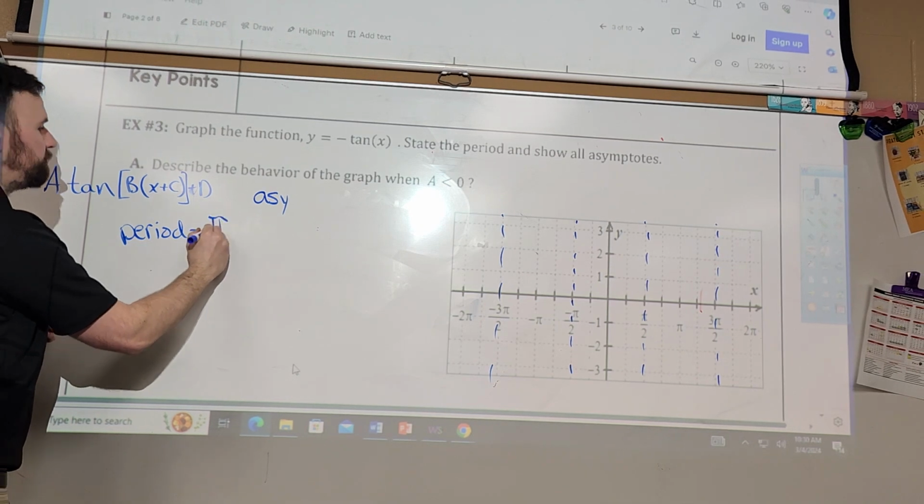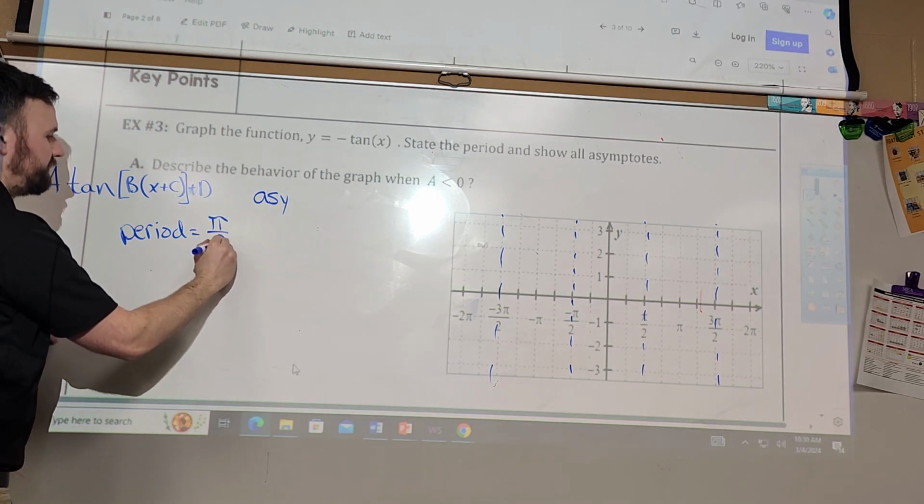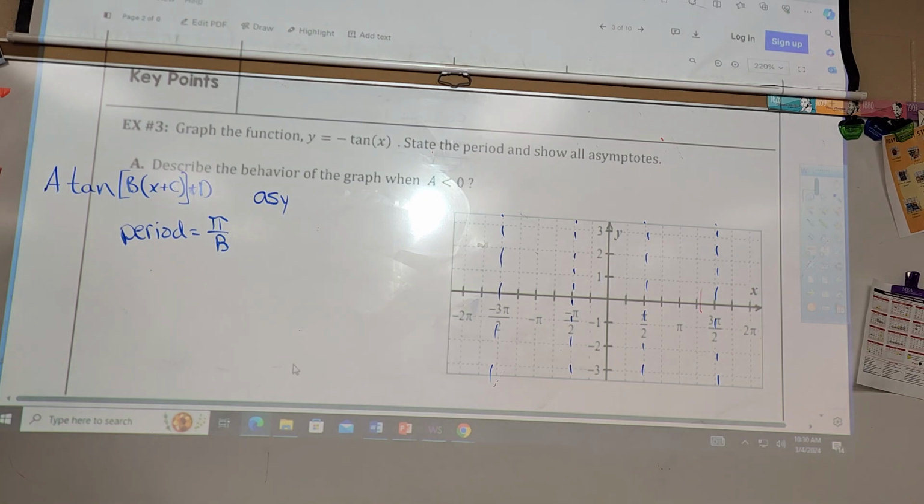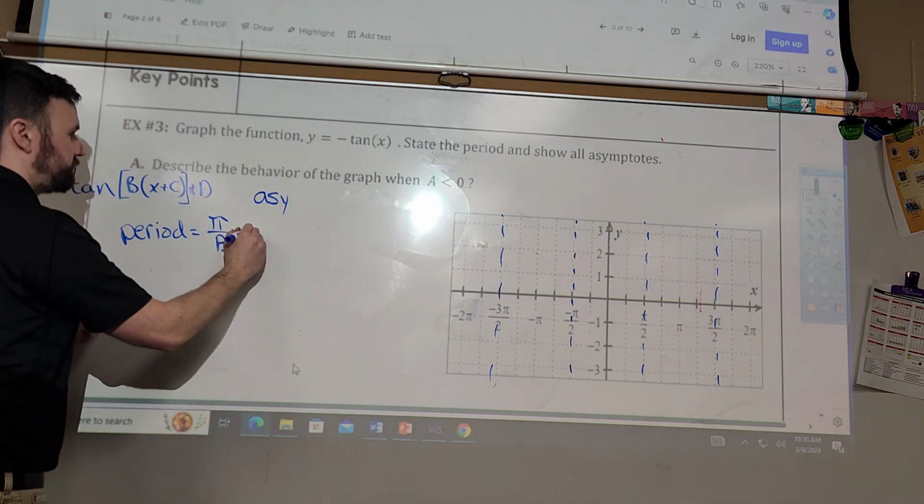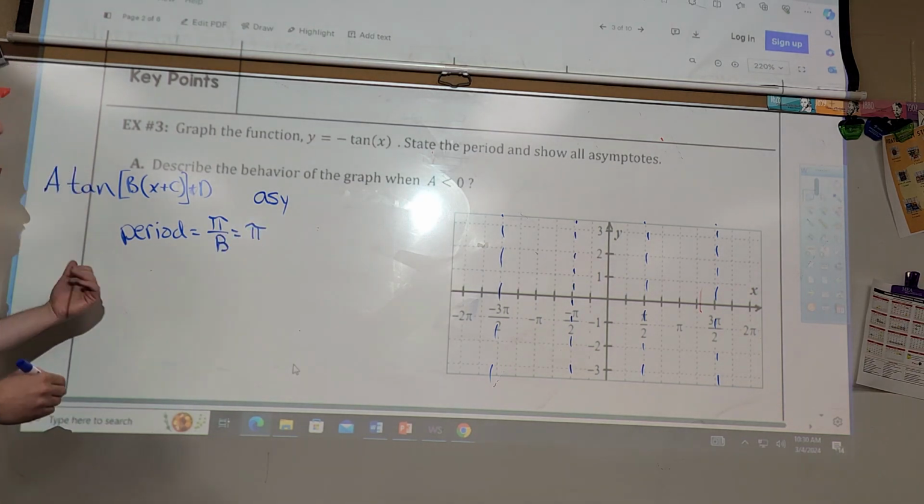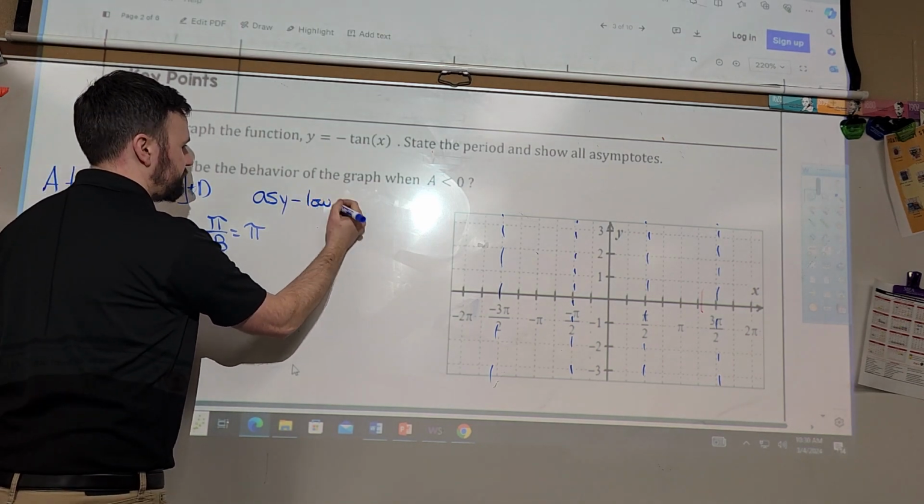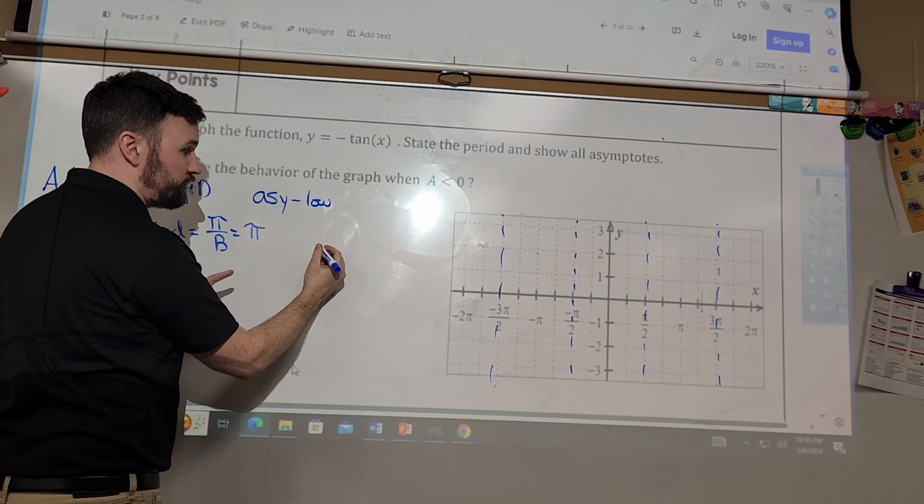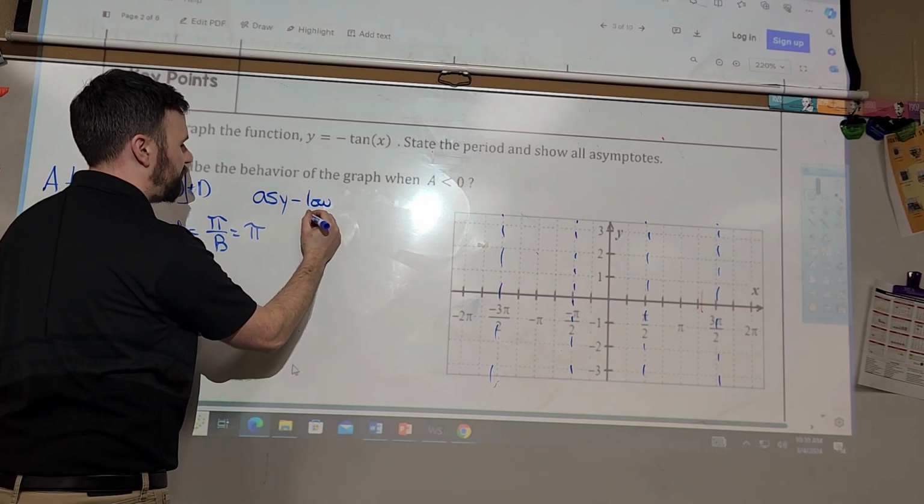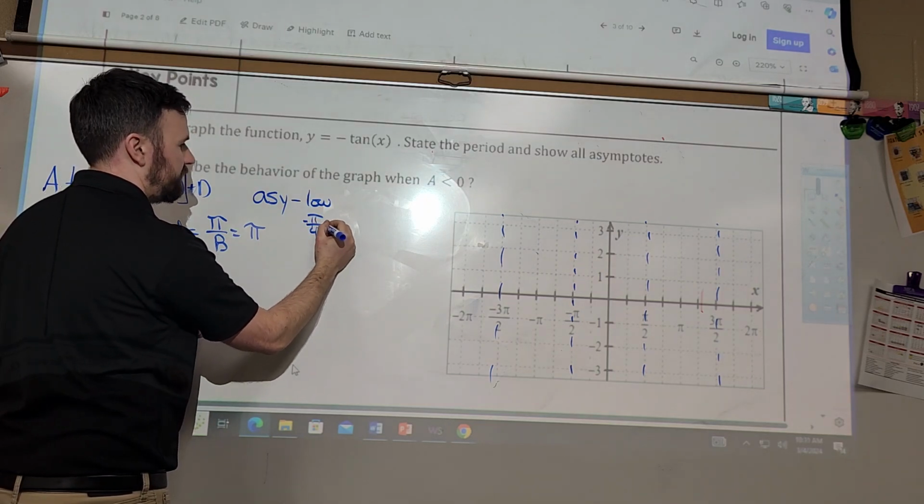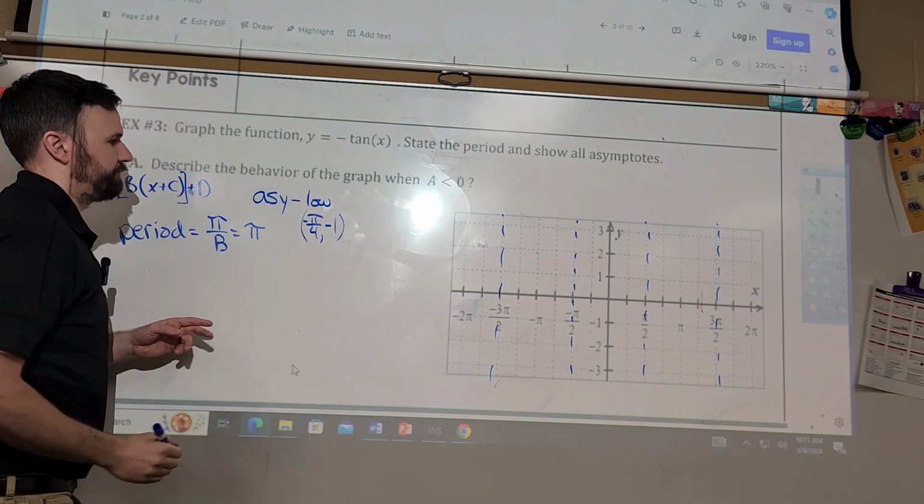It's going to be pi over b, right? Not 2 pi over b. And what's b on this one? 1, right? So my period is pi. Now my low point is usually what? Negative pi over 4, negative 1, right?